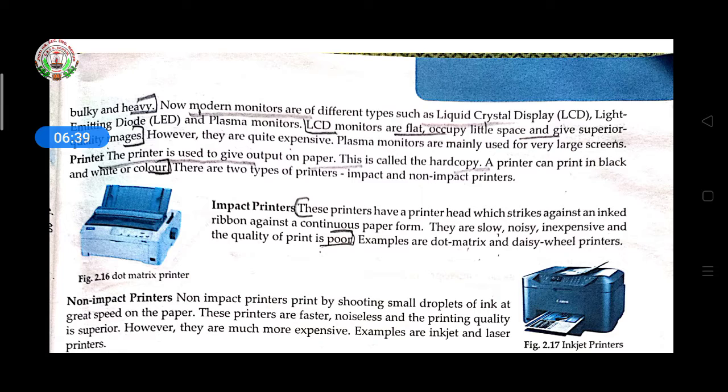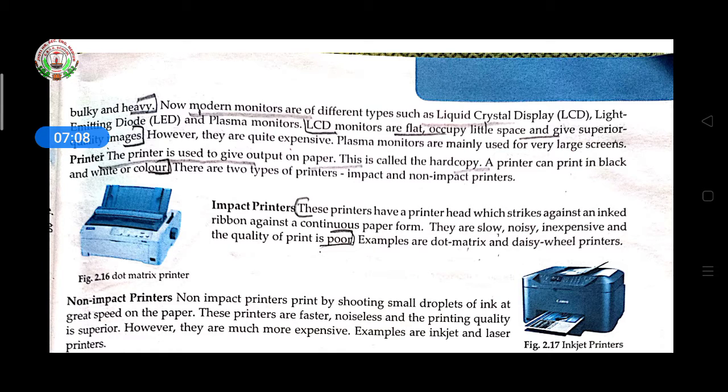So now modern computers have different subtypes of monitors, such as LCD, liquid crystal display, light emitting diode, LED, and plasma monitor. LCD monitors are flat, occupy little space and give superior quality images. However, they are quite expensive. Plasma monitors are mainly used for very large screens. So these are the different types of monitors.